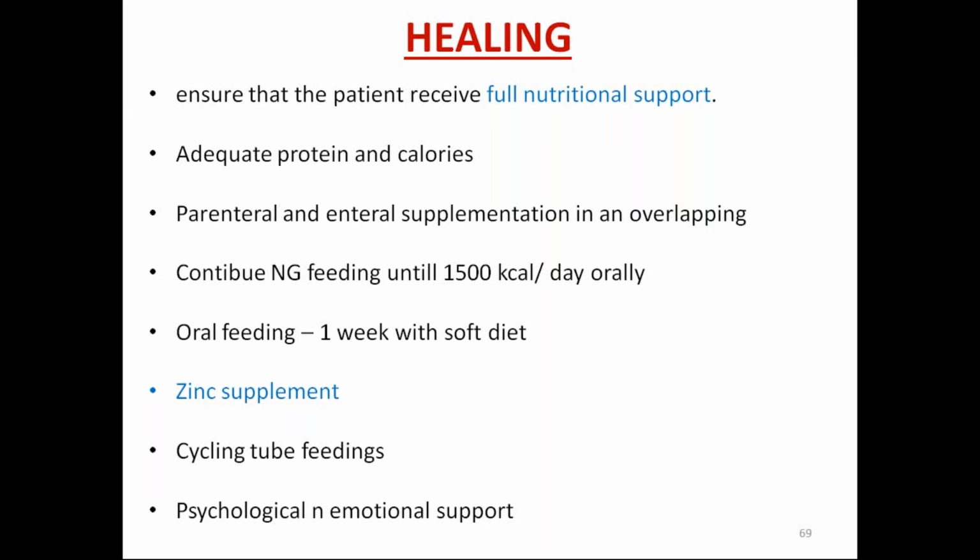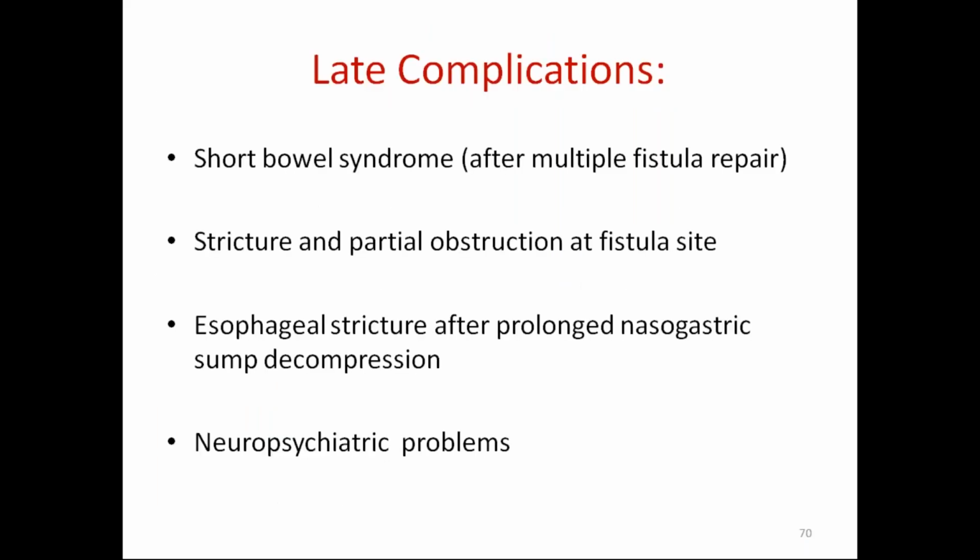For healing, ensure the patient fully receives nutritional support with adequate protein and calories, with parenteral and enteral supplementation and overlapping. Continue NG feeding tube until he achieves 1500 kilocalories, while feeding for 1 week with a soft diet. Zinc supplementation, cyclic feeding, and psychological and emotional support. Late complications: short bowel syndrome, stricture and partial obstruction at the fistula site, esophageal strictures after prolonged nasogastric stomach decompression, and neuropsychiatric problems.